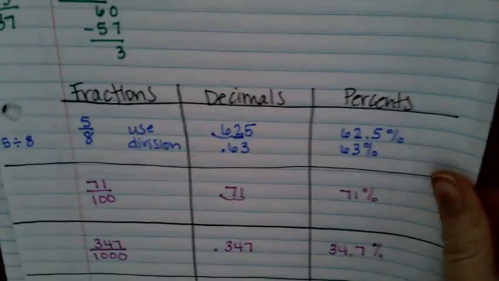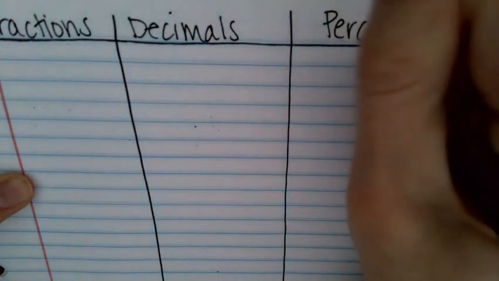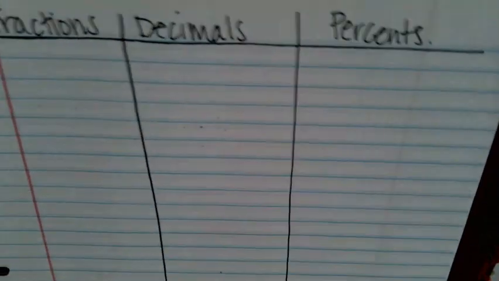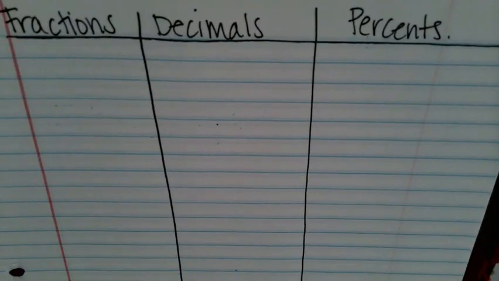I need to go to another page, and that's fine if you're still on the same page. I am going to create my table still because I'm going to do a few more examples. Notice my lines aren't perfect, but that's okay. So we have fractions, decimals, and percents.